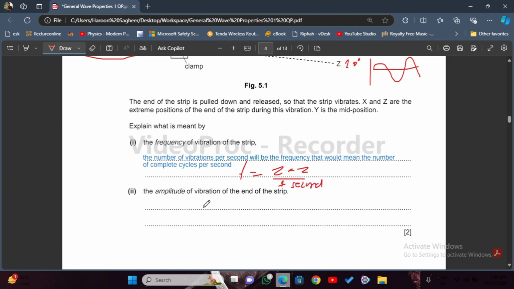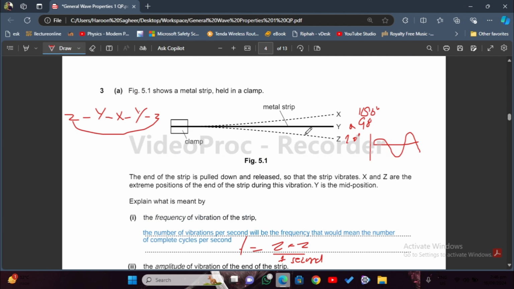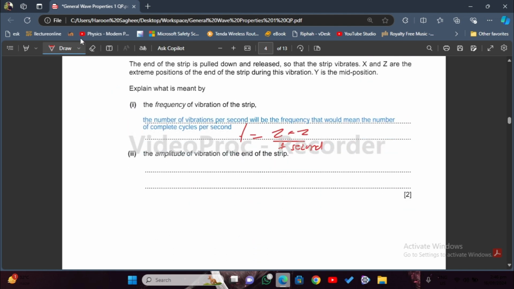There we go. The amplitude of the vibration. Now amplitude is a maximum displacement. Here is the maximum displacement, either from Y to Z or Y to X. So let's write it down.